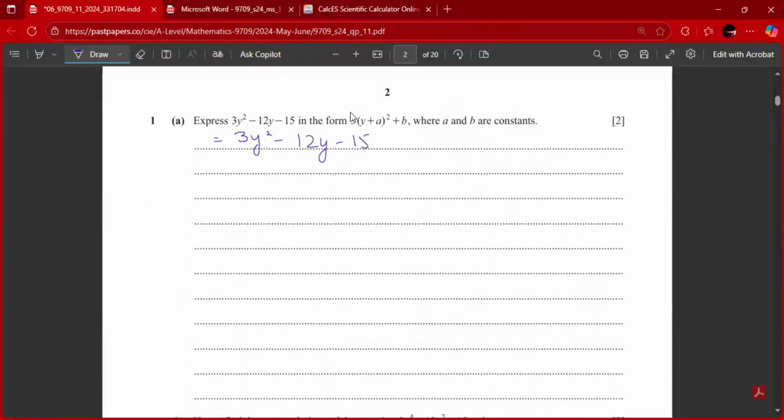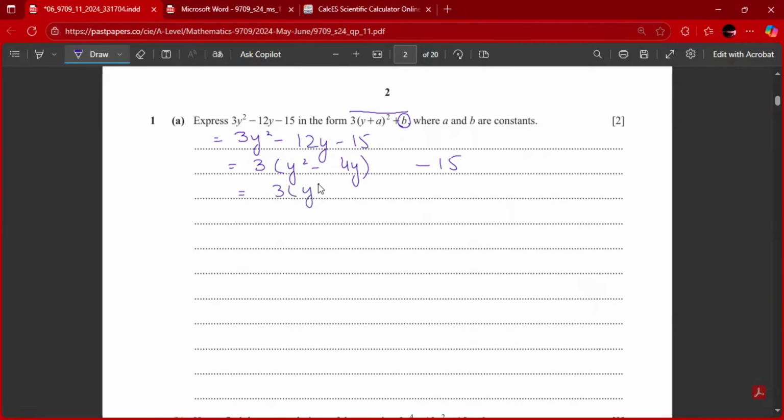You have to write it in this form, taking 3 common and finding the values of a and b that are constants. Let's take 3 common. We are left with y squared minus 4y outside the bracket, because we also need a b. We can take 3 common, but it would just complicate the whole process.